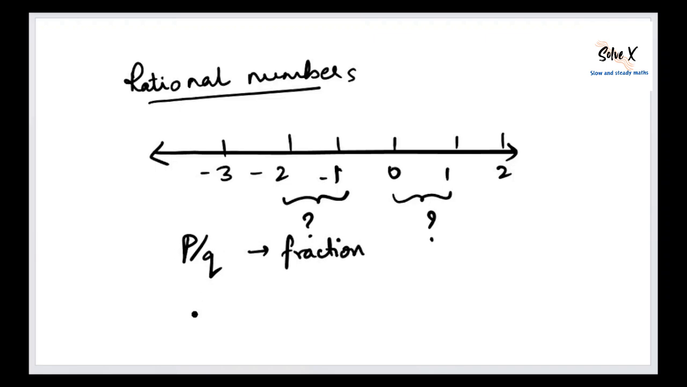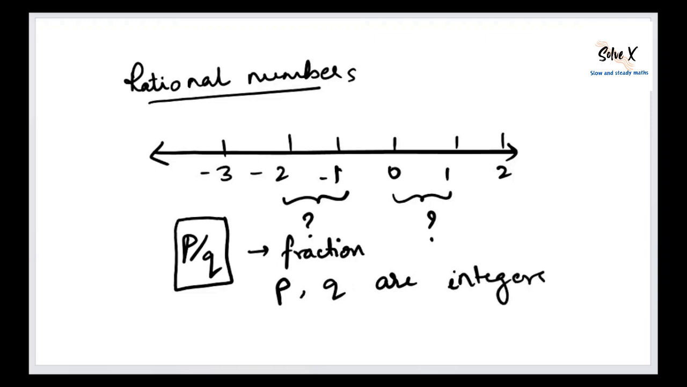Correct? So a rational number is a number which can be written in the form of p by q, where both p and q are integers and q is not equal to 0. So this is a rational number. Okay, so till now everything is clear. Now we shall study the properties.